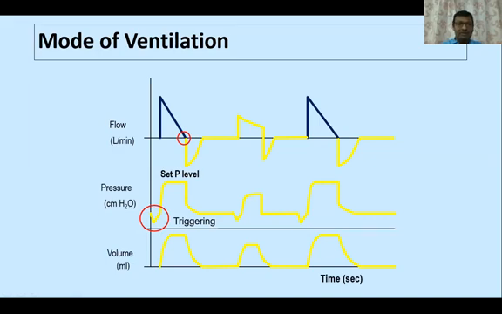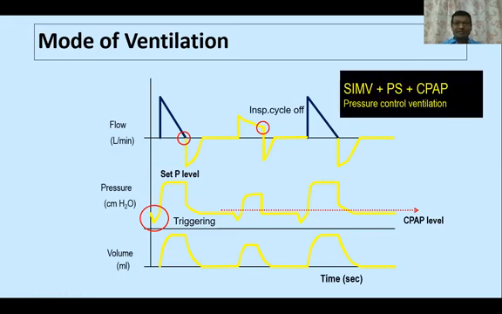Now look at the second breath. Look at the flow waveform; expiratory trigger sensitivity is on. So there is a pressure support breath as well. And then you look at the pressure waveform, you have a set PEEP level. So this is nothing but SIMV PC plus PS plus CPAP. So this is how we can make out the mode of ventilation by just looking at the graphics.